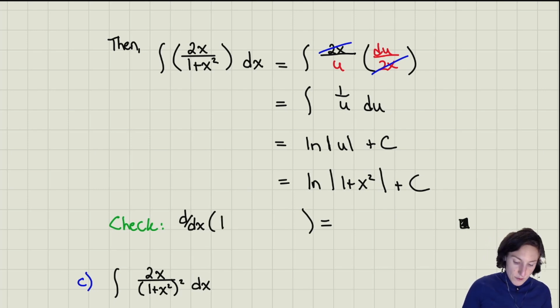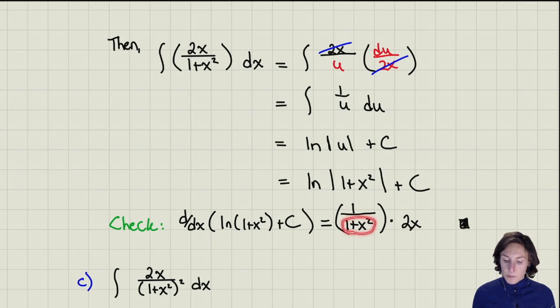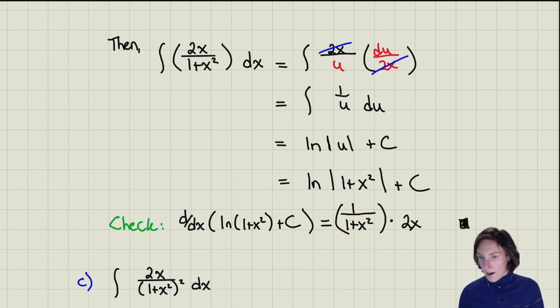Now let's do a quick mental check. Let's look at the ln of 1 plus x squared plus c and differentiate it. So when we differentiate ln, we go 1 over the thing in the ln. And then by chain rule, we differentiate the thing at the bottom, which is just 2x. So is that what I started with? Yep, 2x divided by x squared plus 1. So I know it's correct.